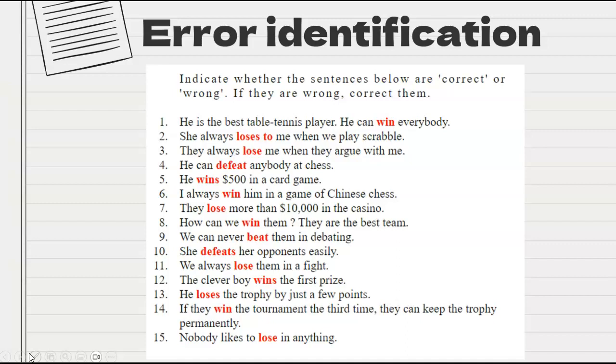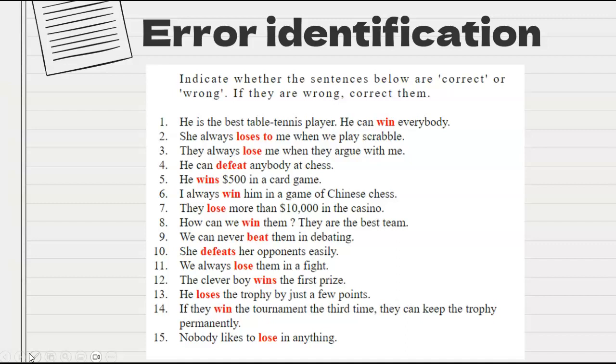So here you have these slides that I am going to be sharing with you in a little bit. With these slides, what you have to do is the next. I have some pictures in which you can see some statements. The first one says, the indication says, indicate whether the sentences below are correct or incorrect. If they are incorrect, you have to correct them.